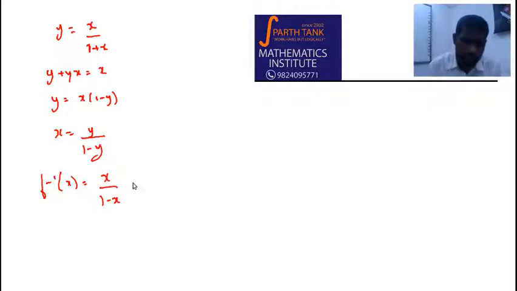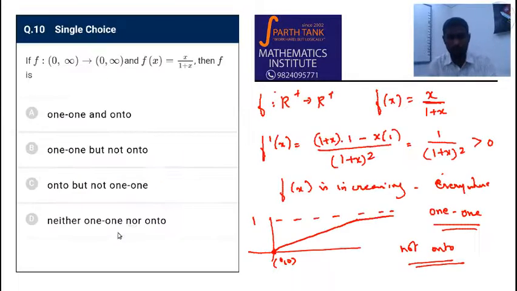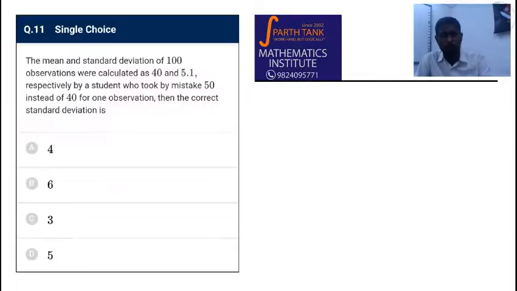Now what do we see from this function? For values of x greater than 1, this becomes negative, which is not allowed because it is a function from positive real numbers to positive real numbers. This is positive only when x is less than 1. When x is greater than 1, it becomes negative. So it doesn't cover the whole codomain, so it is not onto. So the answer is it is 1 to 1 but not onto. Option B.